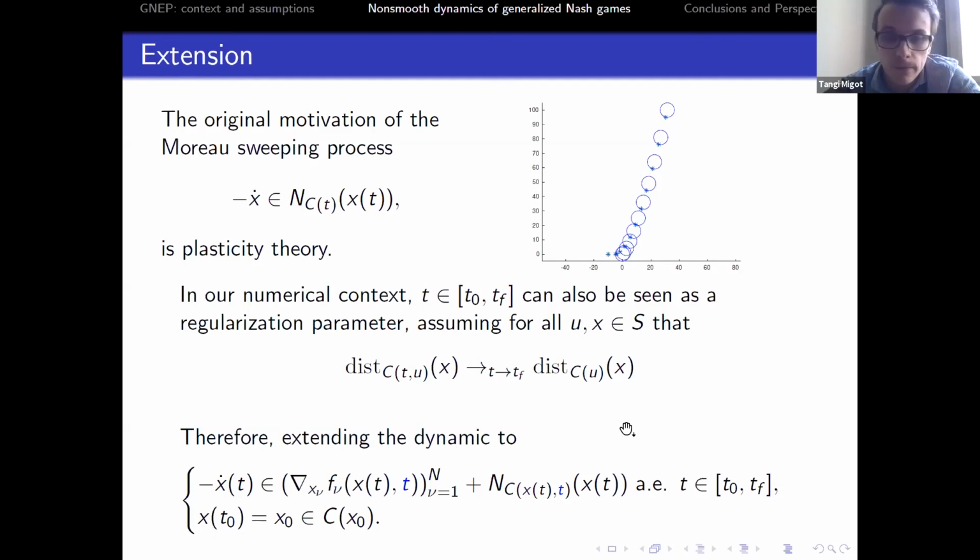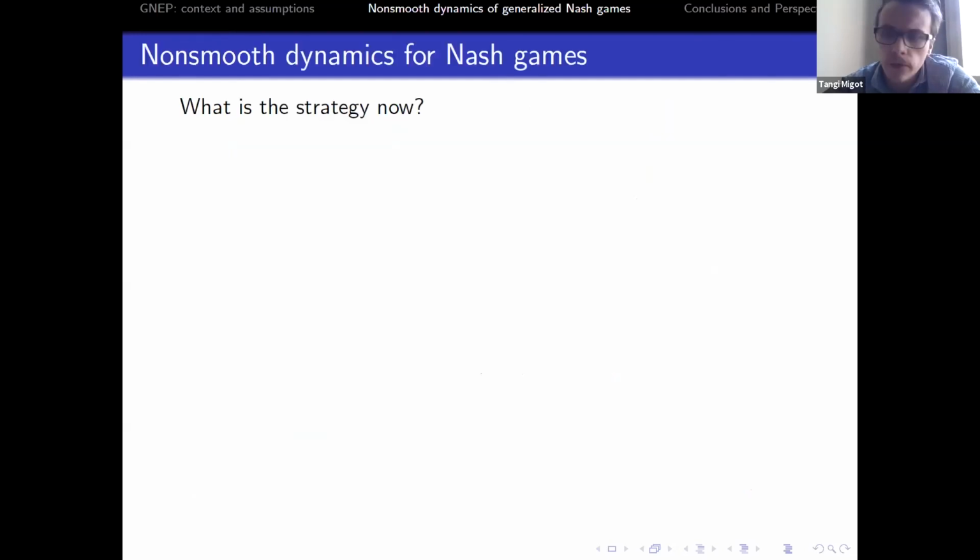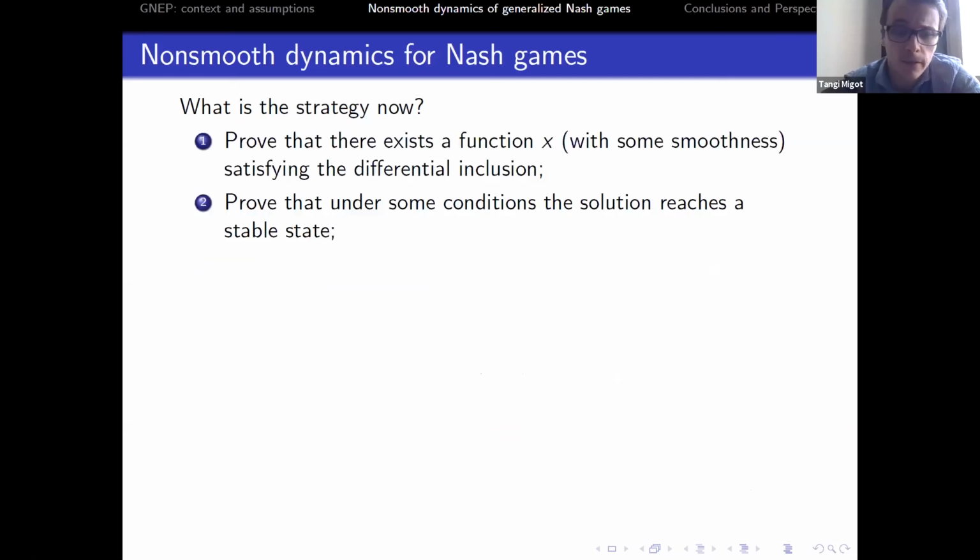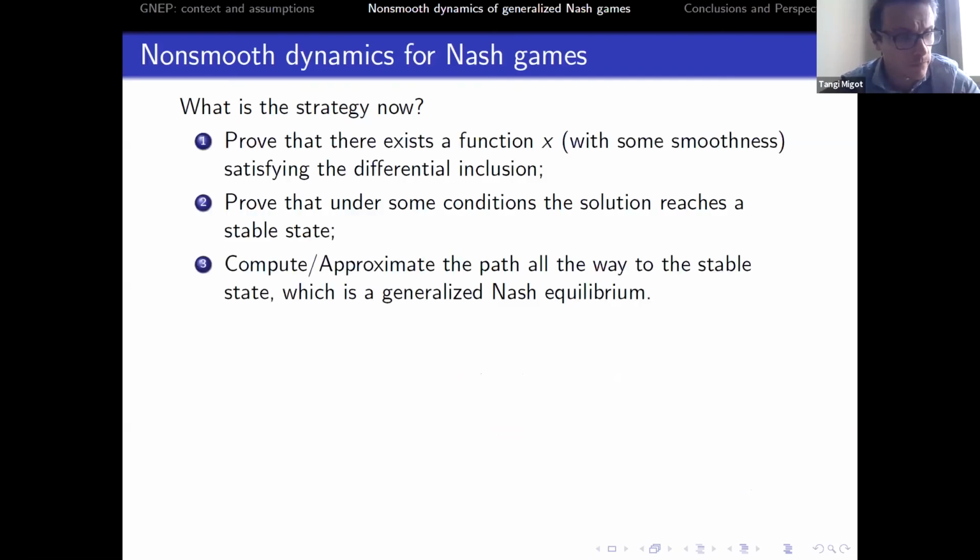Okay, perfect. So what would be the strategy now? So that's really a three-step approach. First, you want to prove that there exists a path. So find some framework where it exists. Then prove that this path will reach a stable state. And then the only thing we have to do is to compute and approximate this path all the way to the stable state, which will be a GNE.